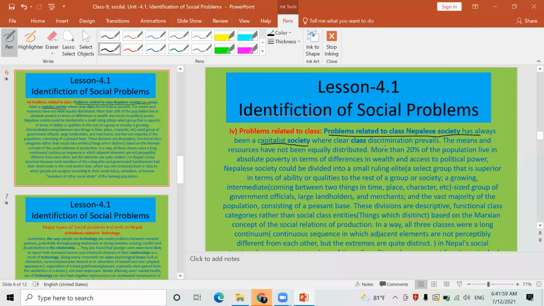In your village also, simply move your eyes around you. In your surroundings, you will see richer people than you, and poorer people than you as well. This is caused by the capitalist society, the capitalist political system. The means and resources have not been equally distributed in Nepal. Means and resources means river, forest, minerals, whatever there are. We don't have access to them.